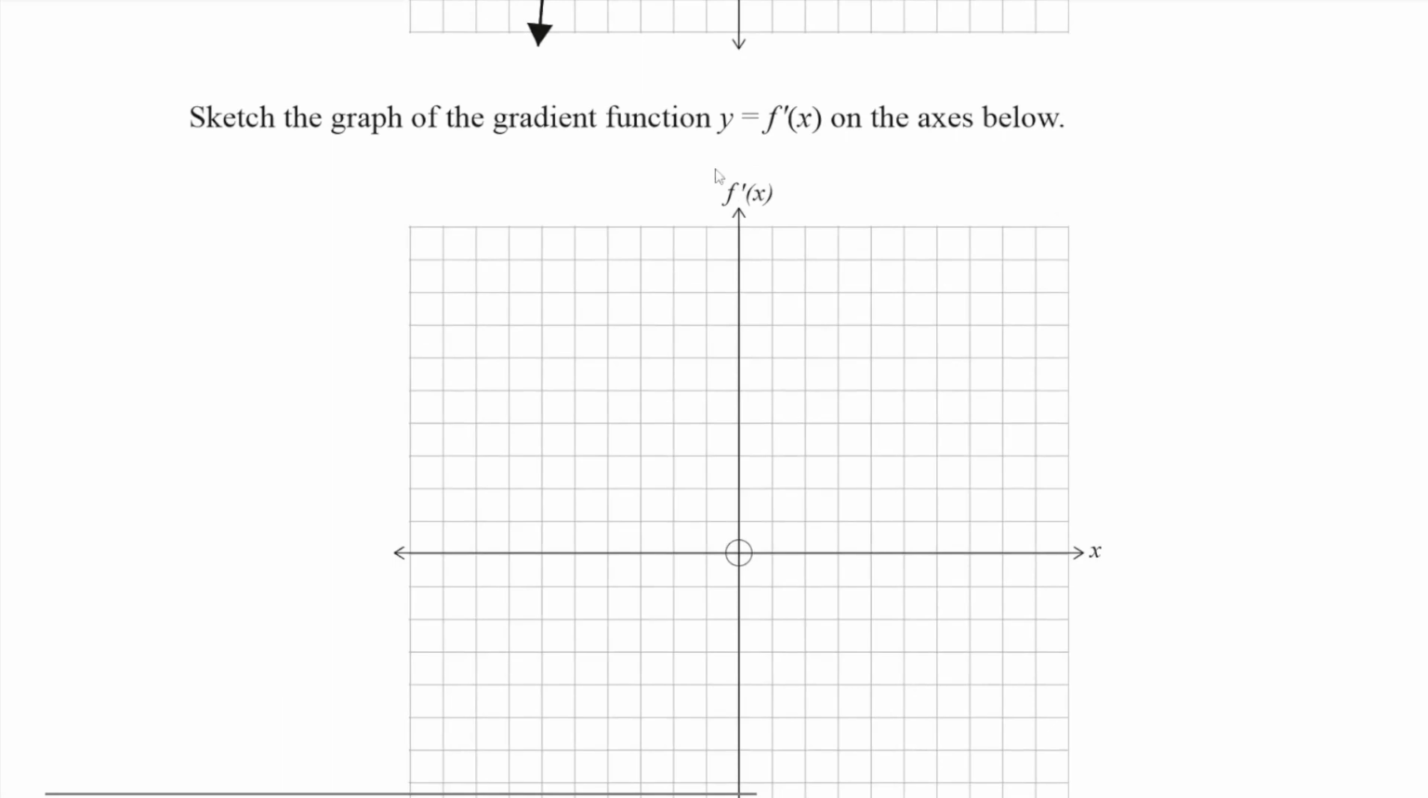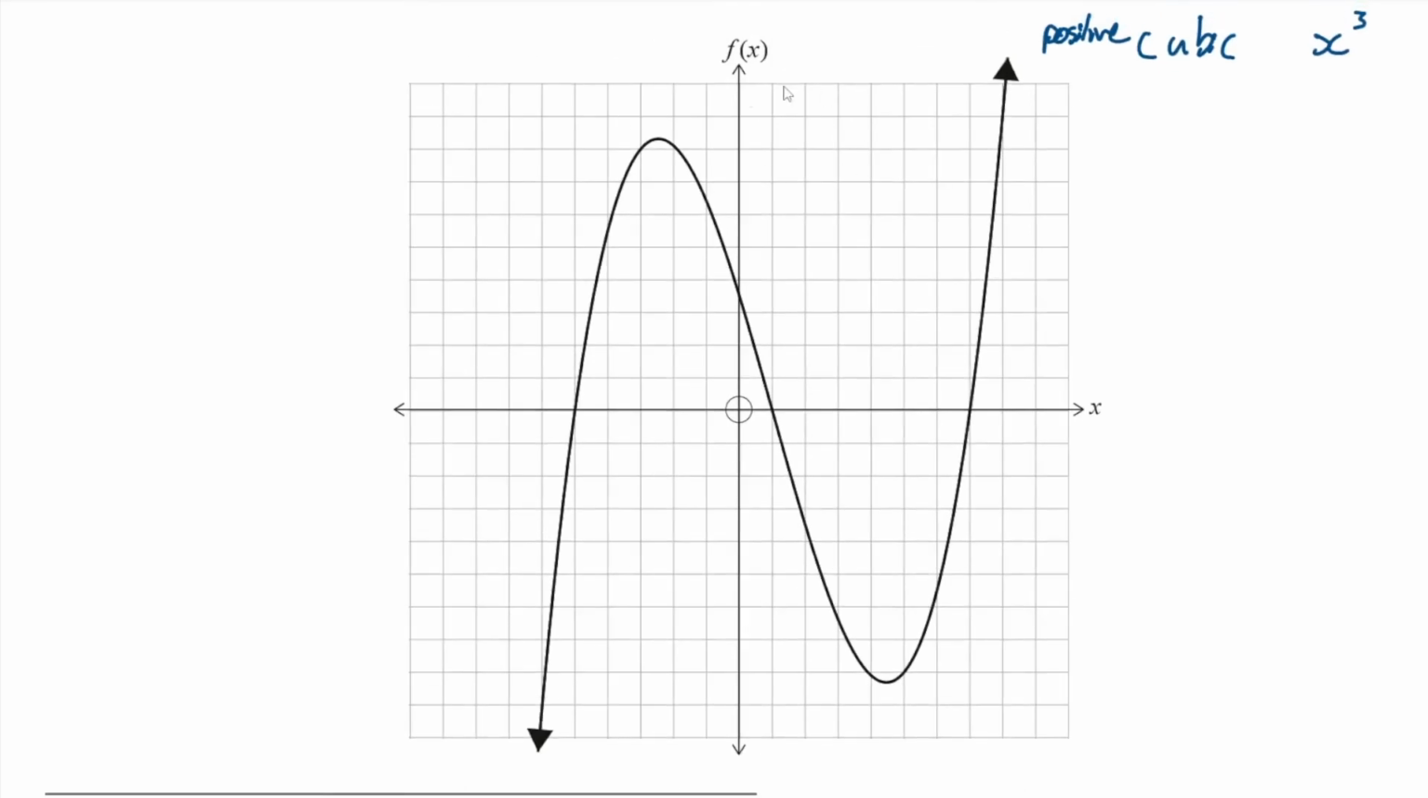Now the question is asking us to sketch the gradient function on the axis below. So a reminder, the gradient function tells us what the gradient is of the original function. So for example, the gradient in this area is positive, right? It's a steep line going up. So the gradient function will have a positive value. Similarly on this side, our function has a positive gradient, so our gradient function would have a positive value.